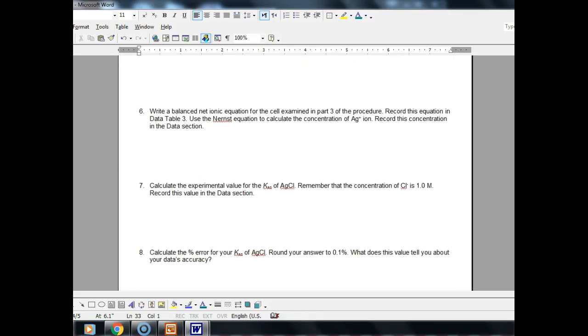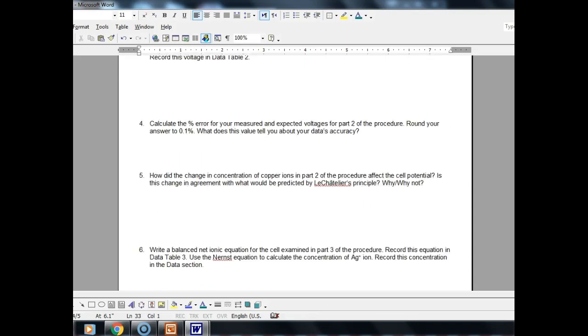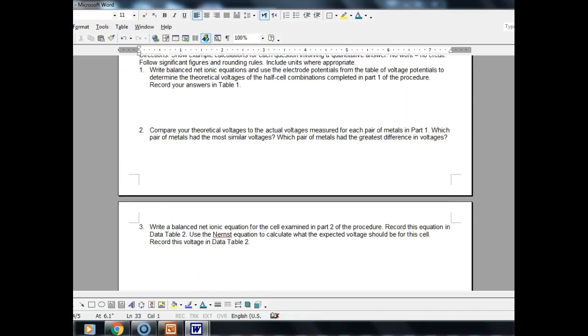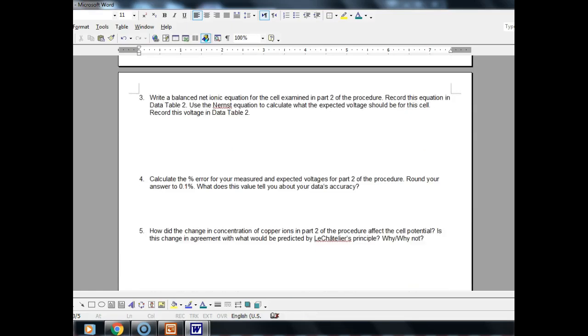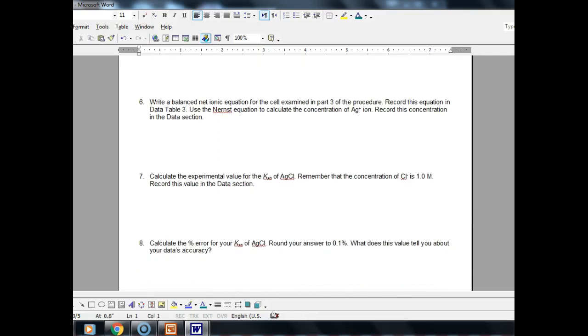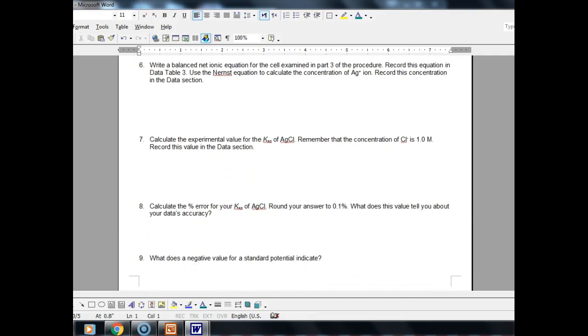And then I ask you to calculate the percent error for your KSP of silver chloride. I will tell you that the KSP of silver chloride, you should be able to get the theoretical value by Googling. I know it's in your textbook in chapter 18, but I do want you to find that value. And then you're going to calculate the percent error to see how close your experimental silver chloride KSP value, the one that was based on your data, is to the true value of silver chloride.